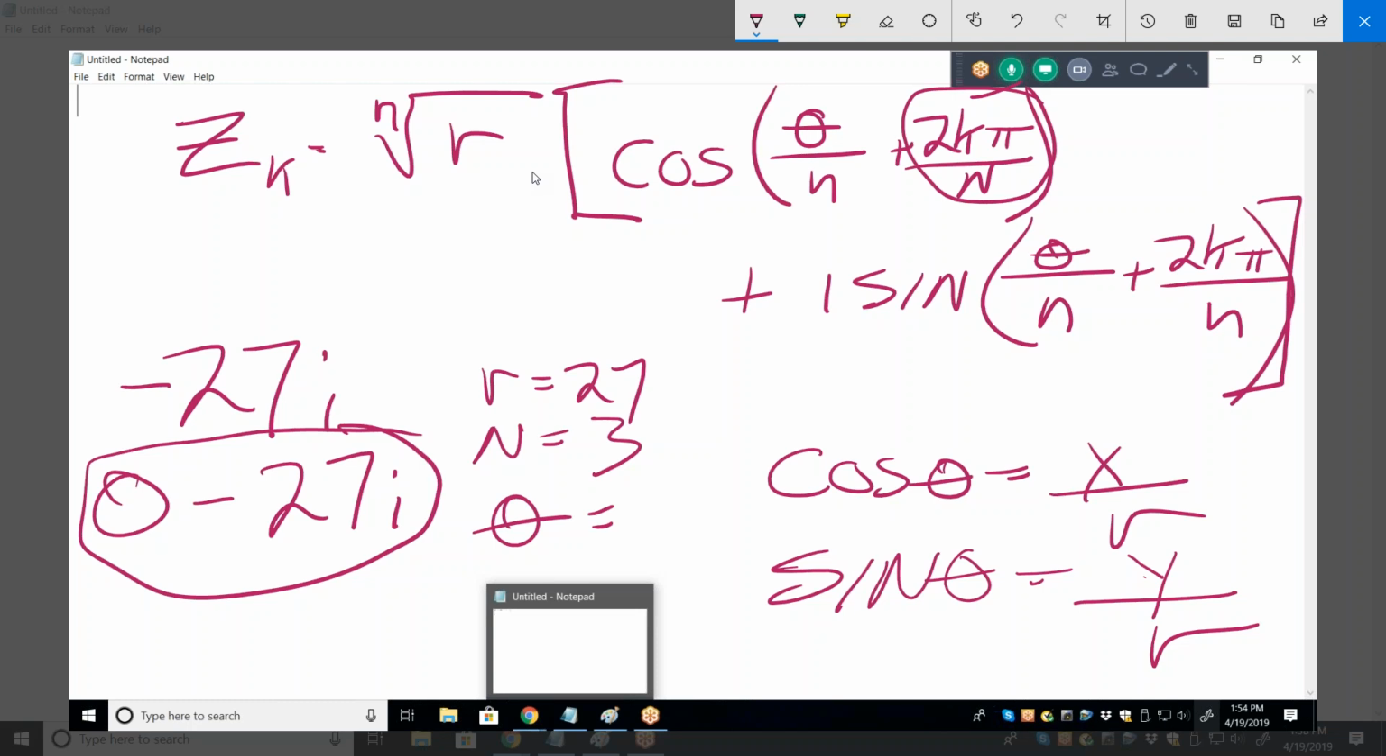So cosine is equal to 0, because X is 0. Sine is negative 1, so theta is 270, because we have negative 27 over 27. So the sine is negative 1. All right, now all we have to do is solve it. So theta is 270, right? That's correct. So we've solved for r, n, and theta.